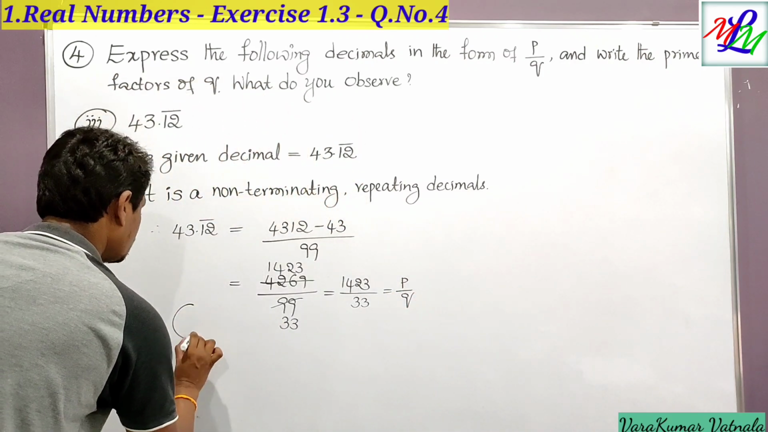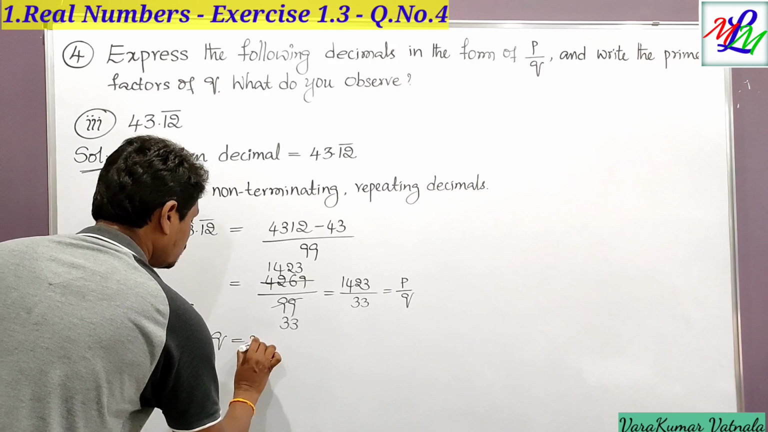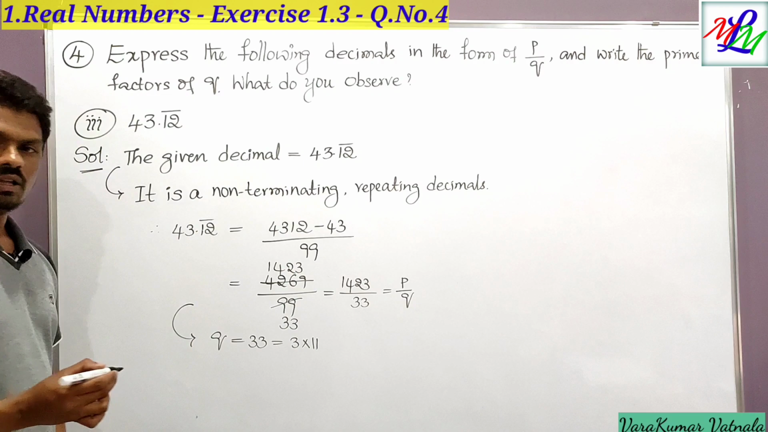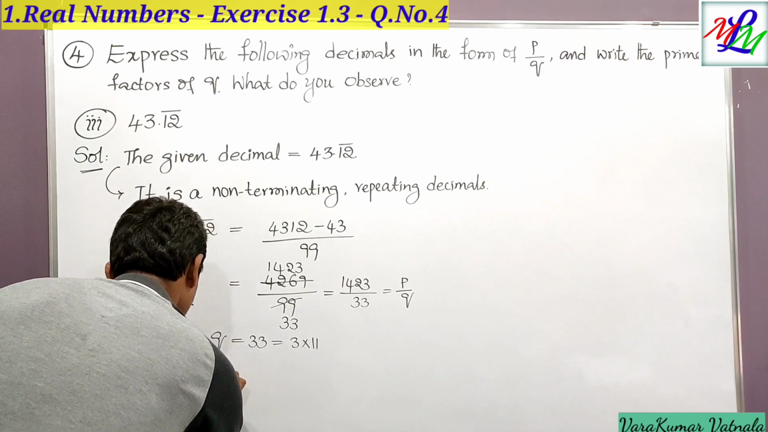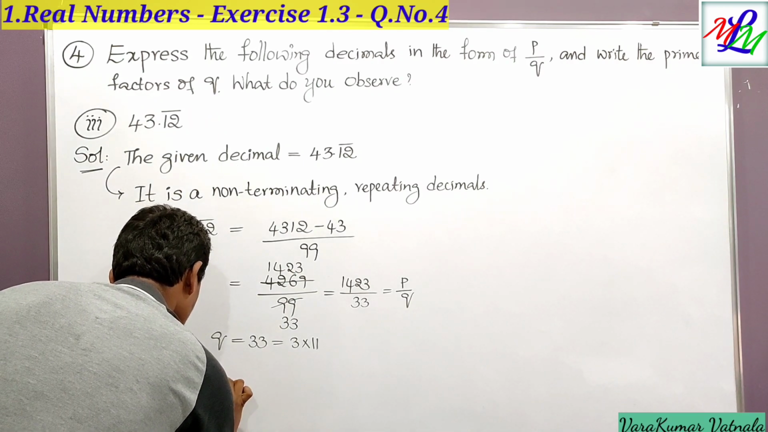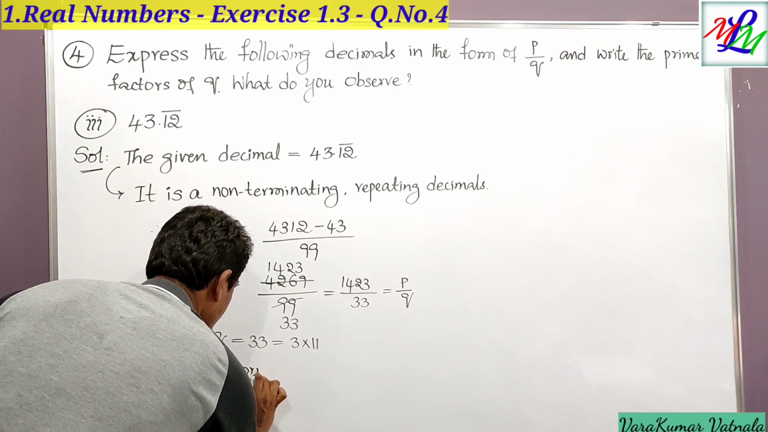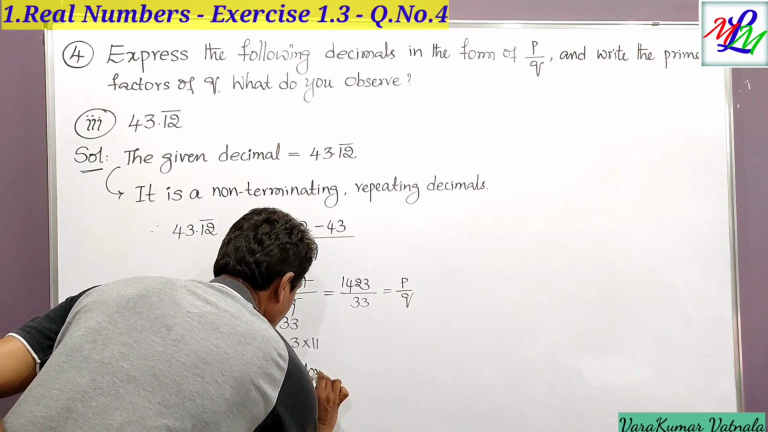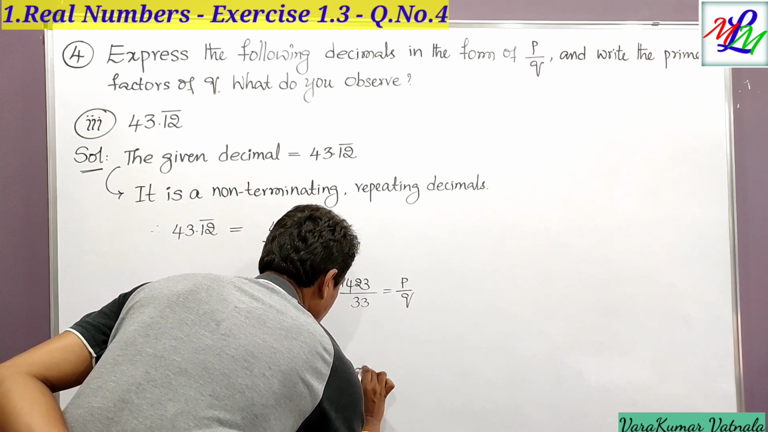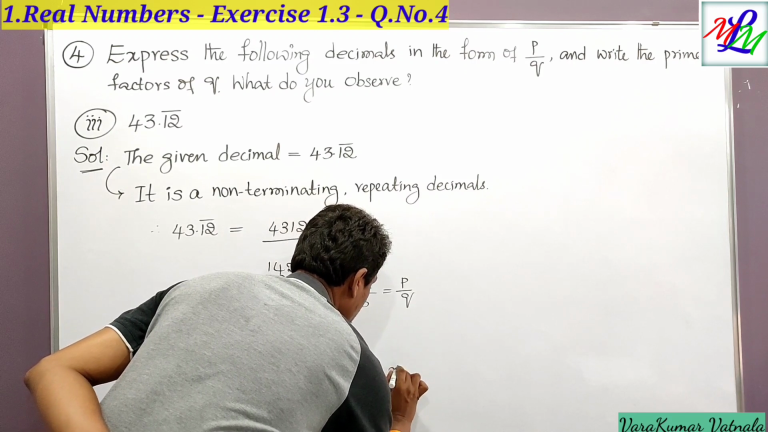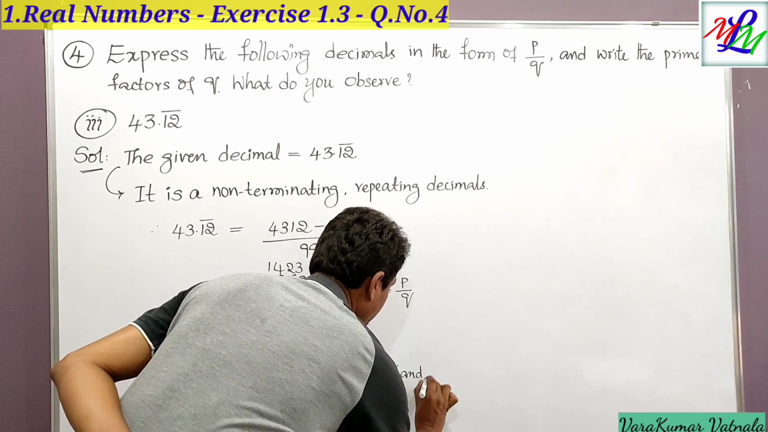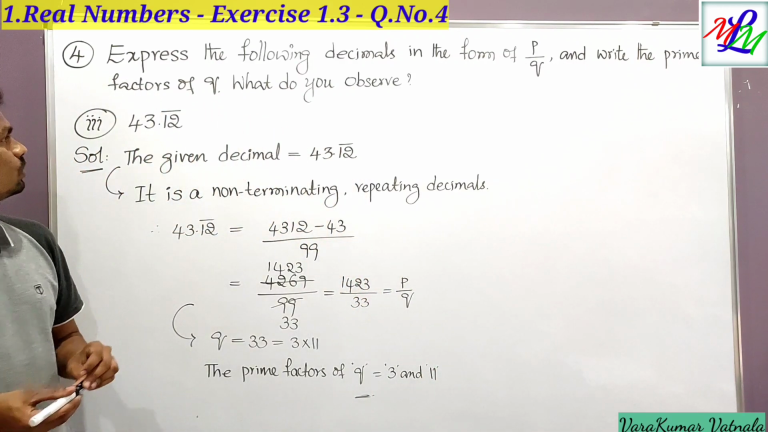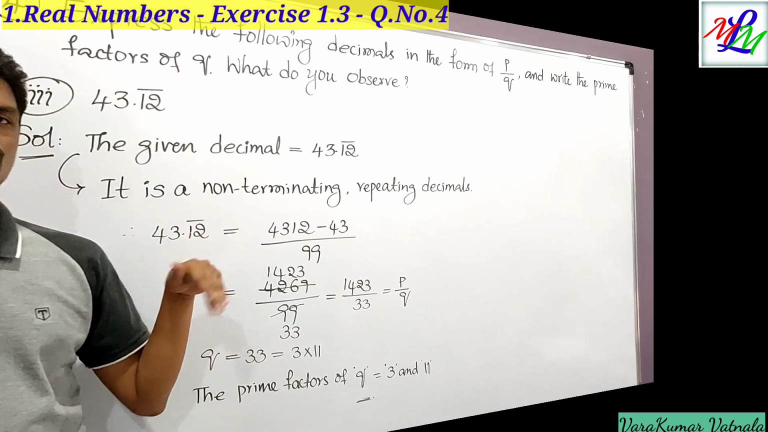Now we have to write q is equal to what? 33. So 33 can be written as 3 into 11. Therefore the prime factors of q are 3 and 11. So this is the third bit, student, and next we have to solve the fourth bit.